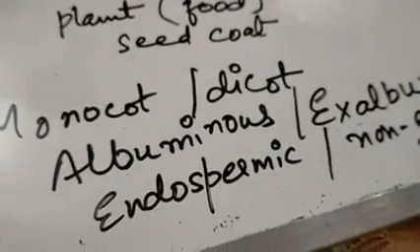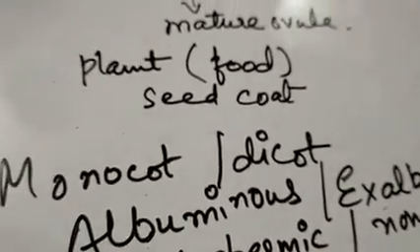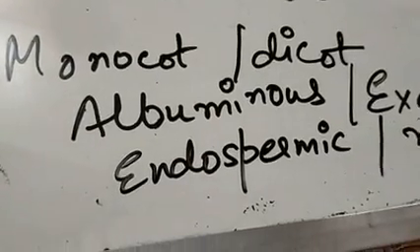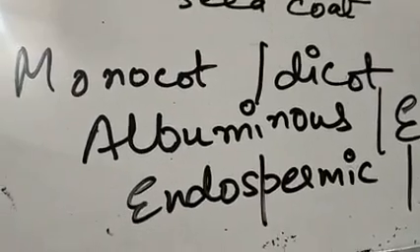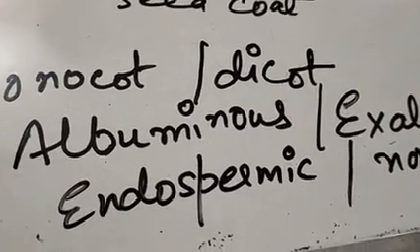Endosperm is a food storing tissue. The seeds which have this special food storing tissue are called endospermic seeds or albuminous seeds, whereas if they do not have it, then we call it ex-albuminous or non-endospermic seed.